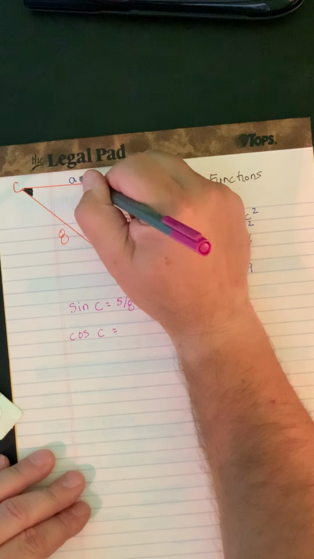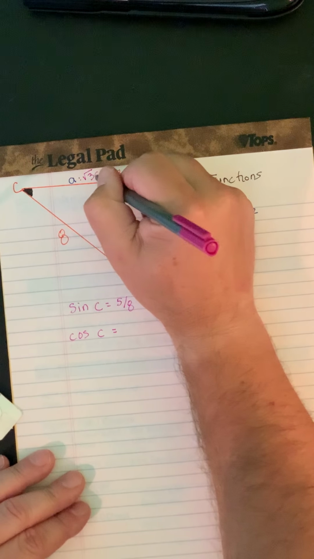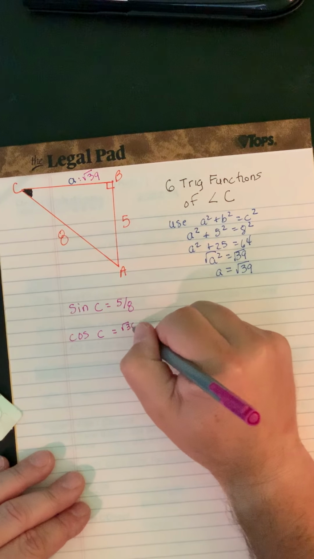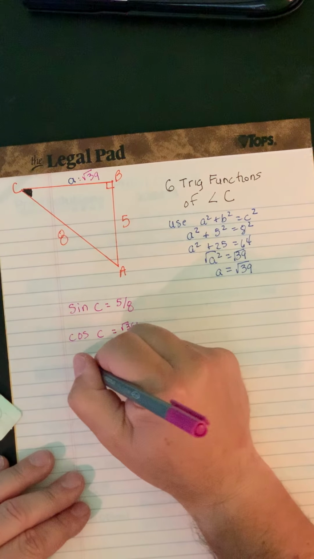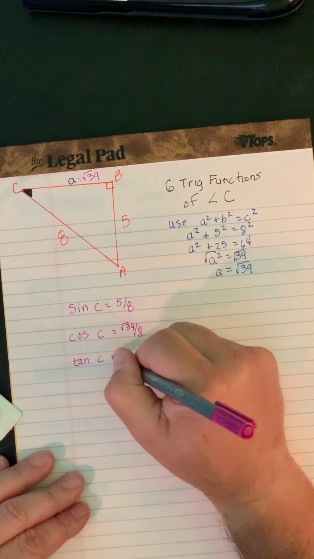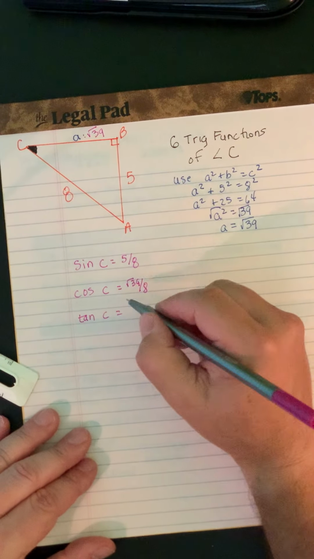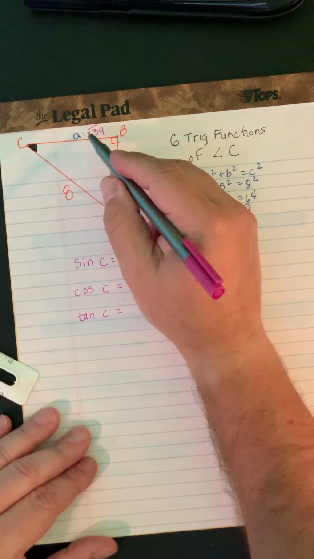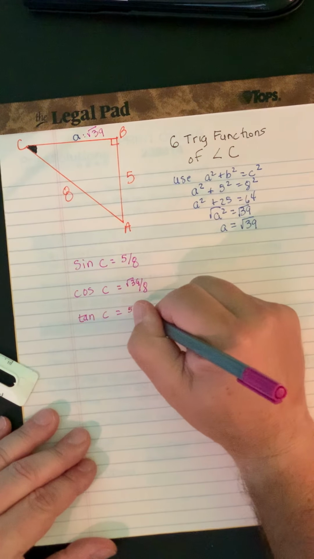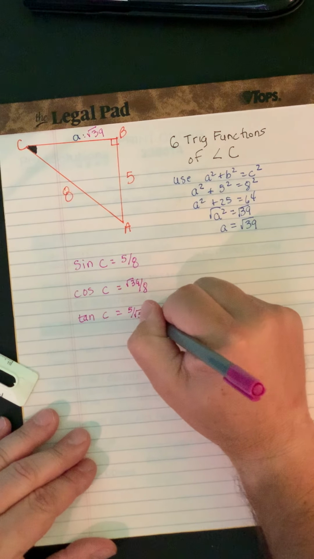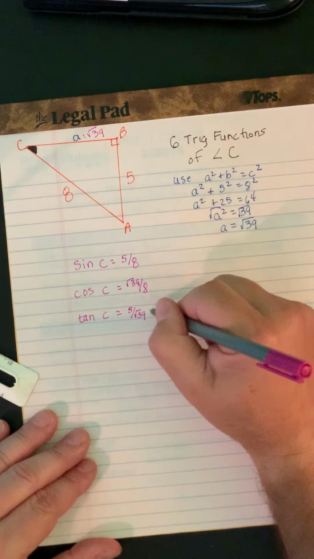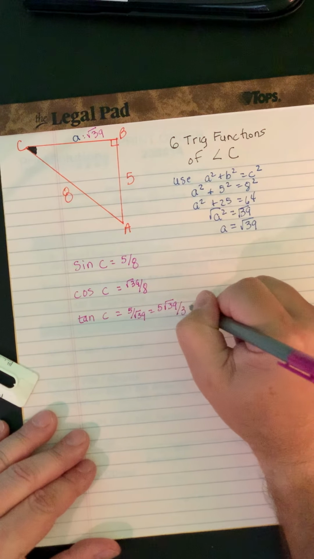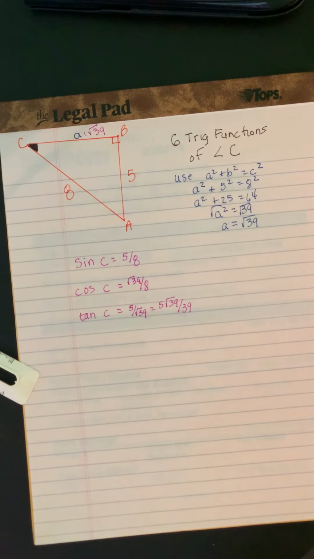adjacent, so let's write that in. That's a square root of 39. So it's going to be adjacent, square root of 39 over hypotenuse 8. And the old tangent is going to be opposite over adjacent. So there's C, opposite over adjacent, 5 over radical 39. You know we can't leave the radical there. So multiply both top and bottom by that, and we get 5 radical 39 over 39.